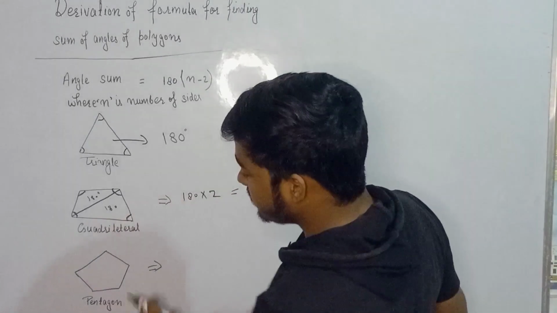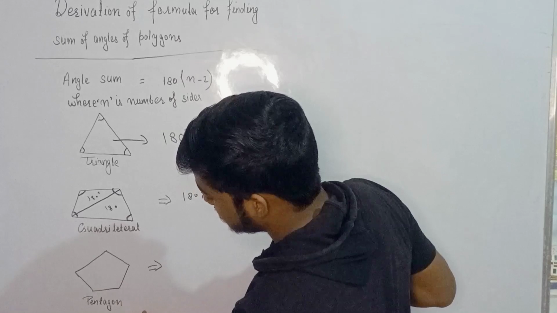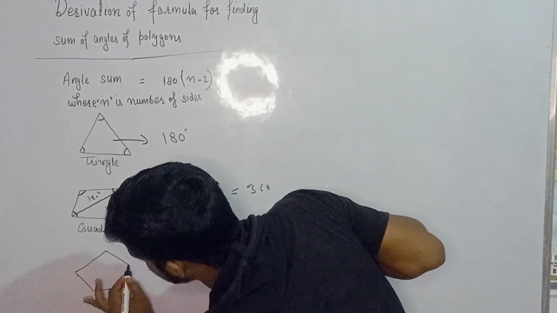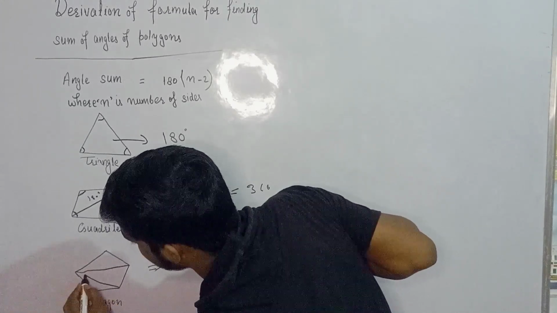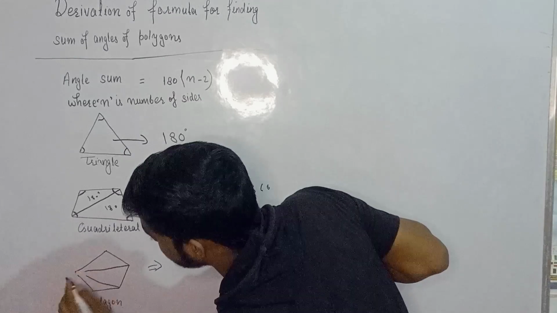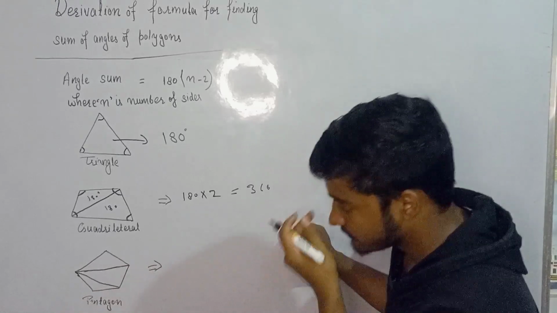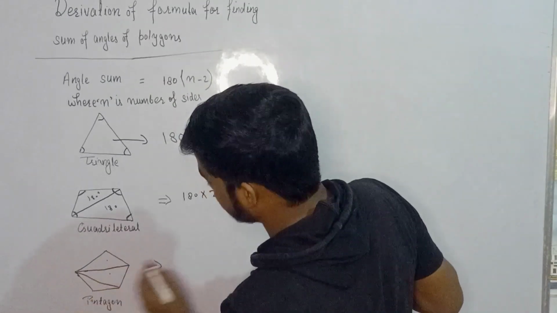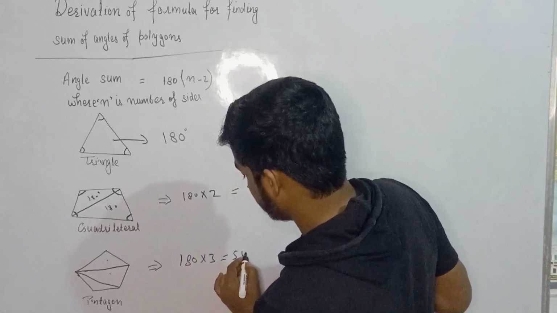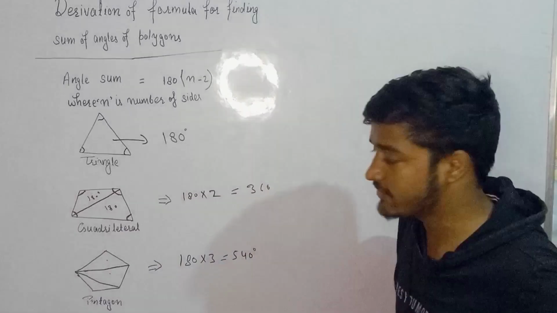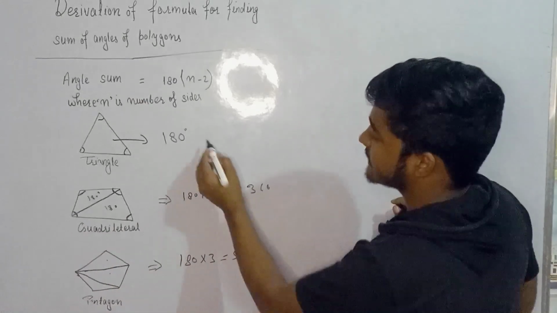Next, if we see this pentagon, we can see that here is one triangle, and if we draw this line, then we can see that three triangles have been formed. Then we can say 180 into 3, what is the value? 540, right?